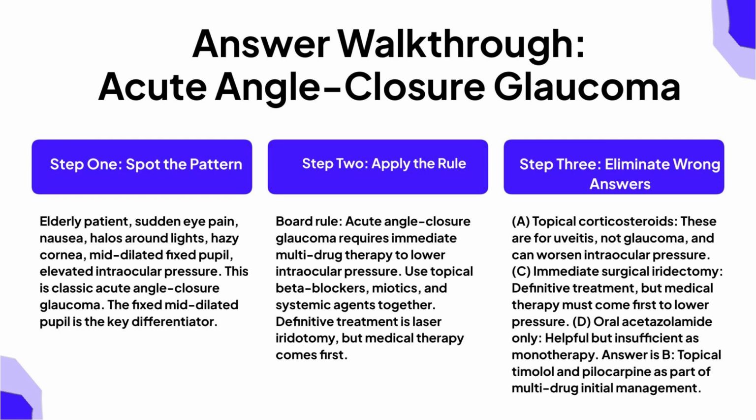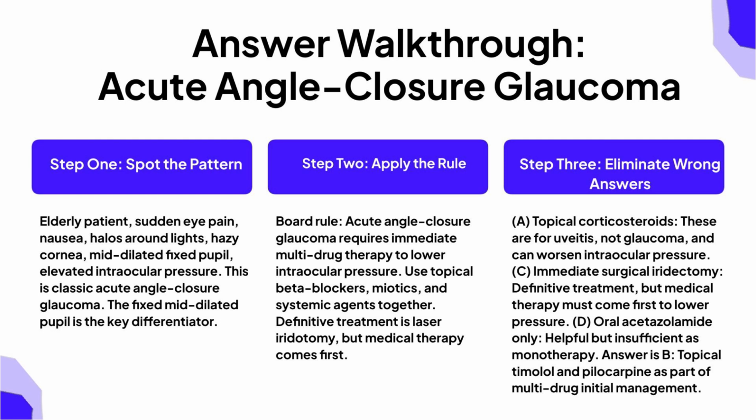Step 2, apply the rule. The board rule is that acute angle closure glaucoma requires immediate multi-drug therapy to lower intraocular pressure. You need to use topical beta blockers like timolol, miotics like pilocarpine, and systemic agents together. Definitive treatment is laser iridotomy, but you must lower the pressure medically first. Step 3, eliminate wrong answers.